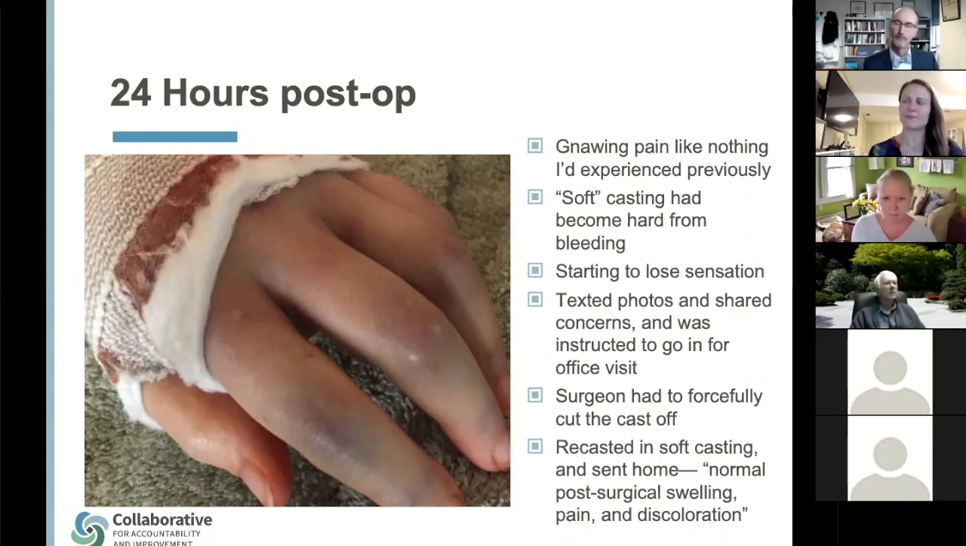We'll check it out. So I came in and he had to really forcefully cut through the cast to get it off. It was so hardened from the bleeding. But he took a look and said, I think it's fine. I think it's normal post-surgical swelling and pain and discoloration. So he put a new soft cast on and sent me back home. So we can go to the next slide.